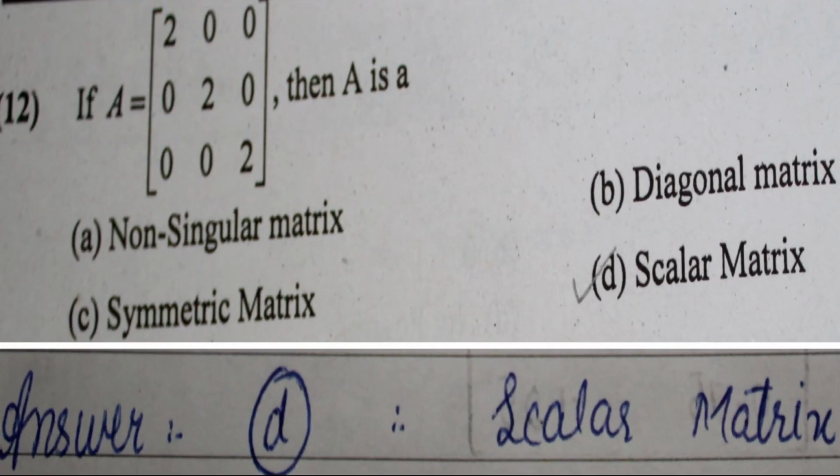Next question is, if A is equal to this, then A is a scalar matrix, option D, as the definition says.